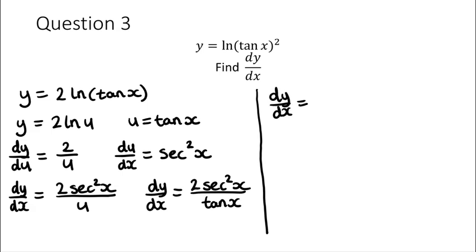So sec squared is the same as 1 over cos squared. So 2 sec squared, I'm going to write that as 2 over cos squared. And I'm dividing that 2 sec squared, or that 2 over cos squared, by tan x. Now tan x is the same as saying sine over cosine.